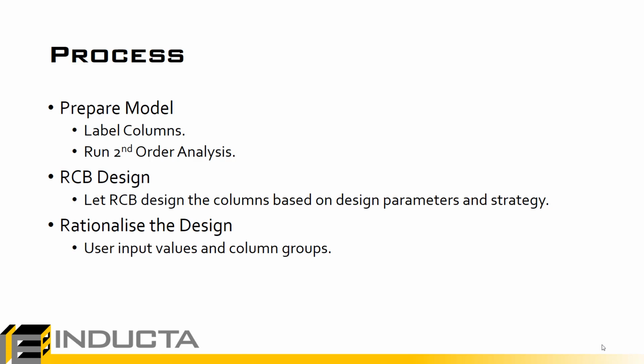Firstly, the model must be prepared so that the schedule can be run, so the columns must be labelled and a second order analysis performed. The next step is we let RCB produce a design based on some design parameters and a design strategy. We can then change these parameters to see if RCB can produce a more efficient design, or we can go straight to the next step and rationalize the design ourselves with user input values or column groups.